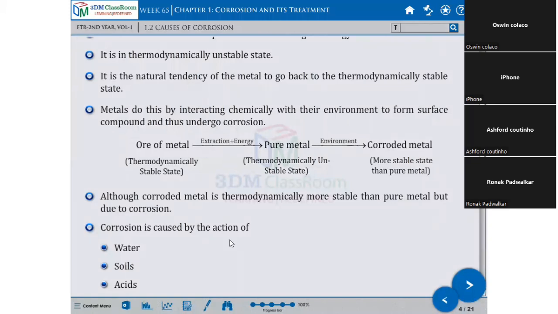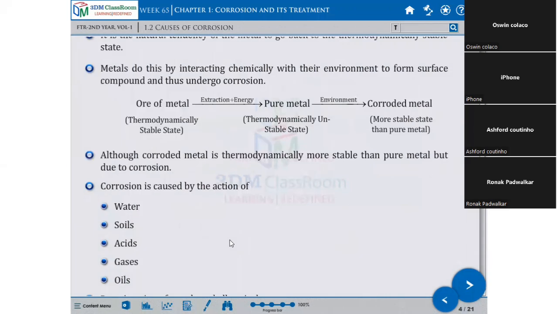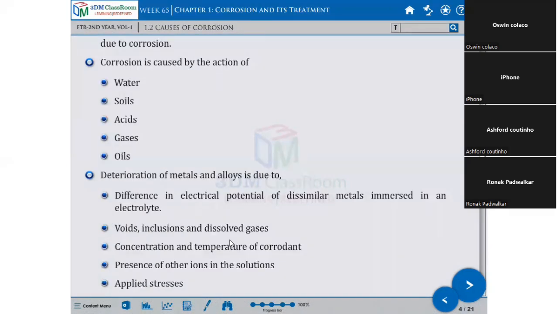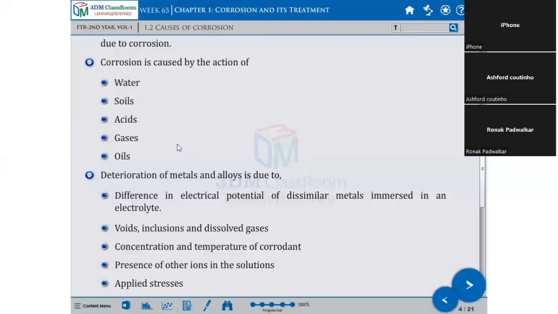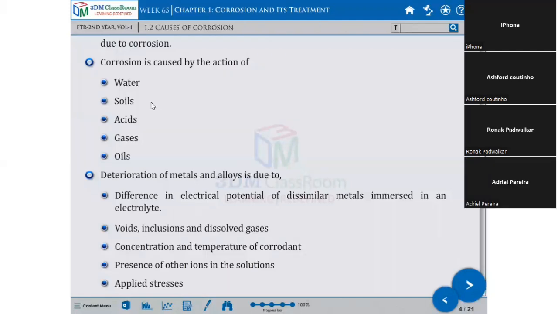Corrosion is caused by the action of water, soil, acid, gases, and oil, which are present in the atmosphere. Because of these agents, the corrosion takes place. So it starts reacting on the metal.